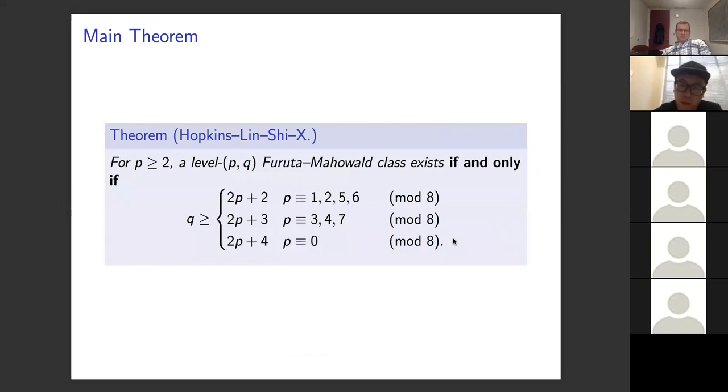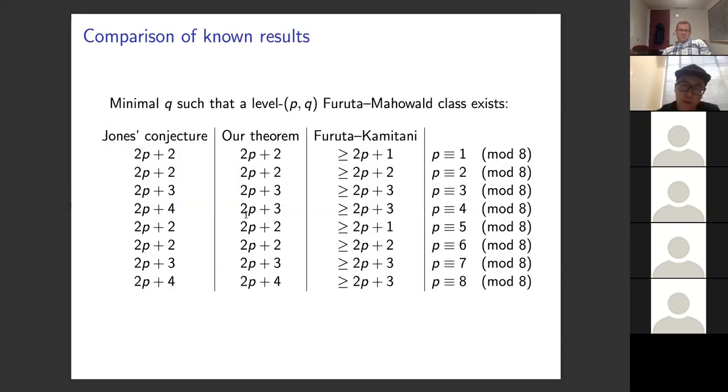So a level PQ Furuta-Hopkins class exists if and only if there is this inequality. And note that the answer, depending on P, is a mod 8 periodic result. It's different from Jones's conjecture. So this is what Jones's conjecture is saying in terms of mod 8. And this is our theorem. And the right part is the difference. So in 7 out of the 8 cases, the Jones conjecture is true, and in 1 case it is not true. And that's the earlier Furuta-Kametani result. It gives one of the bounds.